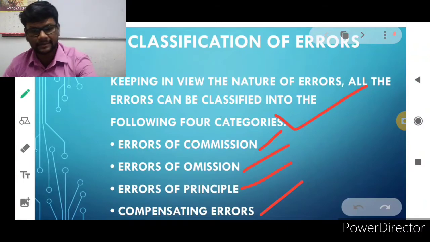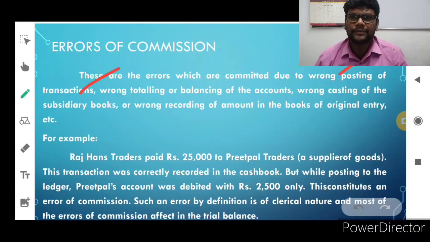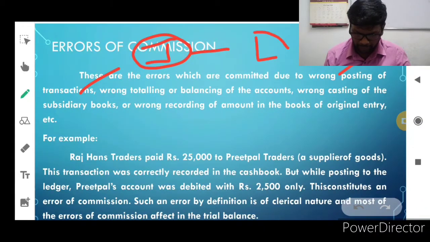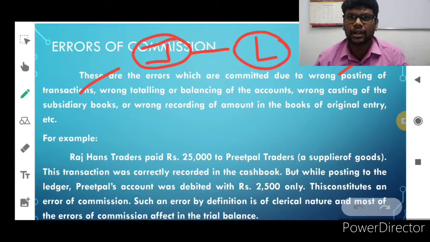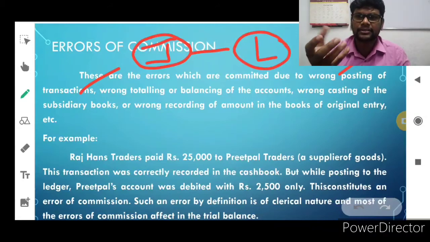Come, let's discuss. These are the errors which are committed due to wrong posting of the transactions. Wrong posting. Where do we usually do posting? Ledger, isn't it? In the journal we do journalizing. From journal to ledger, we do posting. All the transactions have an individual account called ledger. While we do posting, some errors may occur.